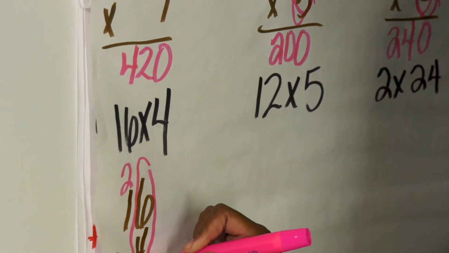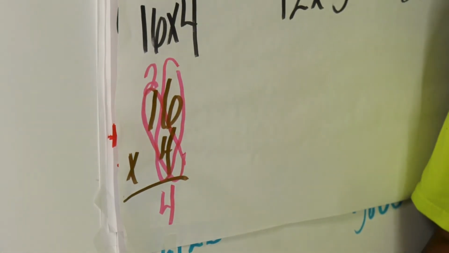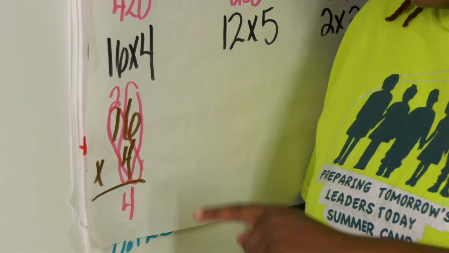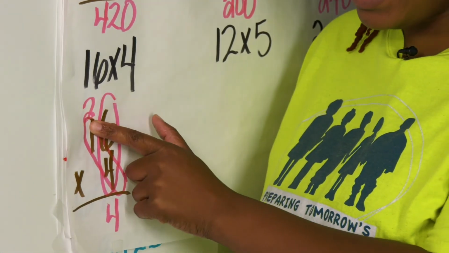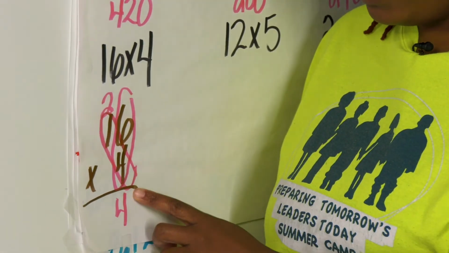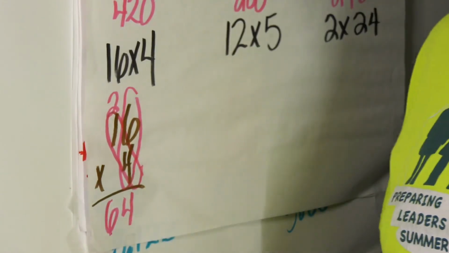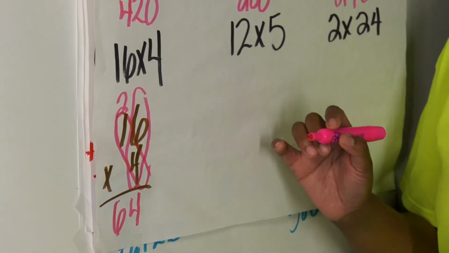And then you multiply this way. 1 times 4. If you notice, I left that 2 out because I don't want to touch that 2 until the end. So 1 times 4 is 4. And then I'm going to add this 2. 4 plus 2 is 6. So 16 times 4 equals 64.